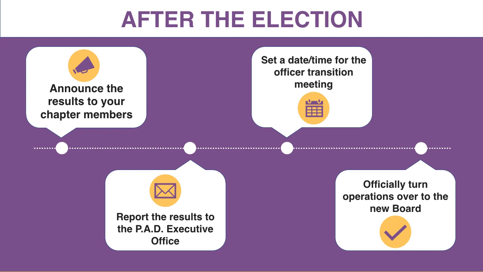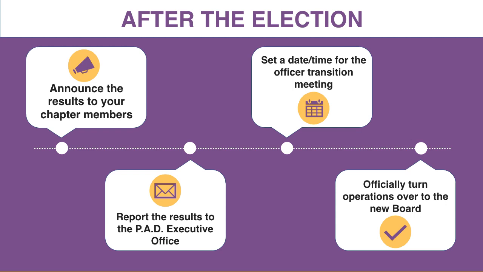Once you've reached your scheduled end date and voting is complete, announce the results to your chapter membership. You should also officially report the results to the executive office. PAD.org offers easy reporting links on the PreLaw Officer Resources page, but you're also welcome to simply email the results to the appropriate staff member.